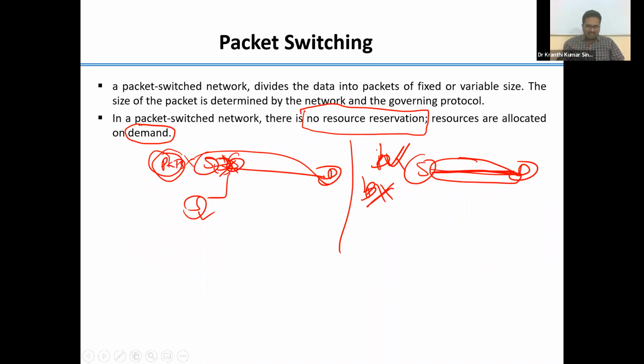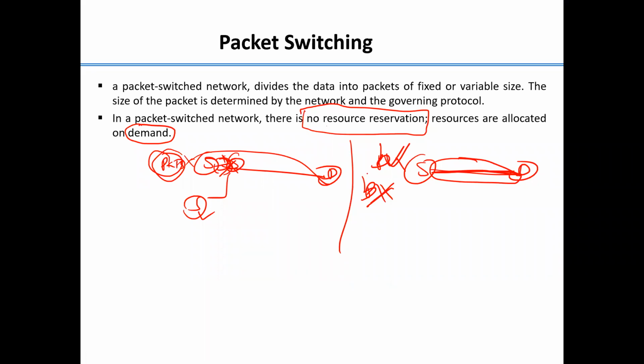Someone please turn on your mic and tell me. Do you understand the clear difference between circuit switching and packet switching? Can you explain it once?